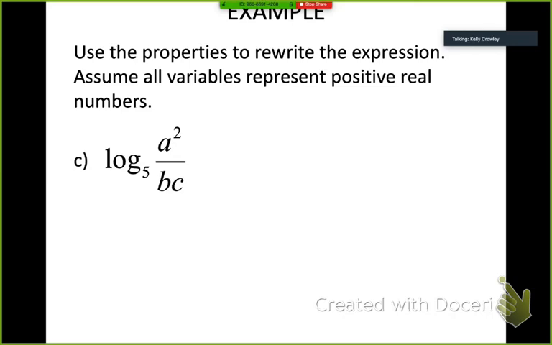Alright, let's do this one. Log base 5, a squared all over bc. So I've got 3 different things happening. I've got an a squared, a b, and I have a c. So that means I'm going to have 3 different logs in my answer. So let's first take care of my numerator. So that'd be a log base 5 a. I'm going to put the squared right in front right away.